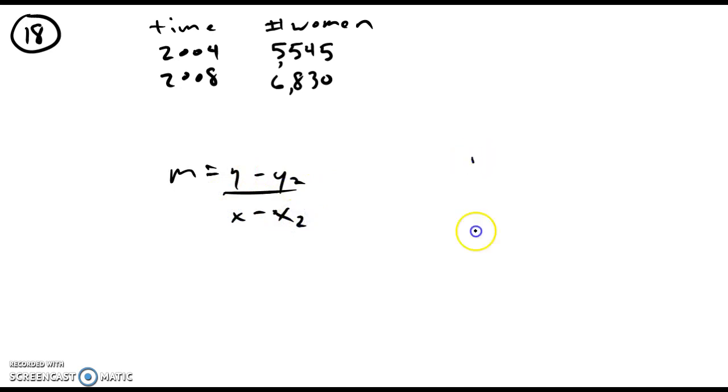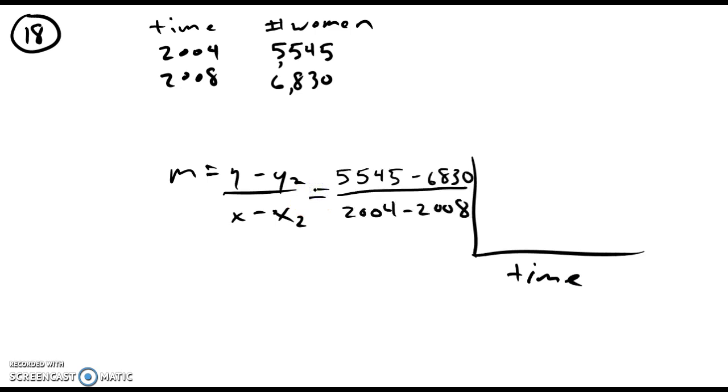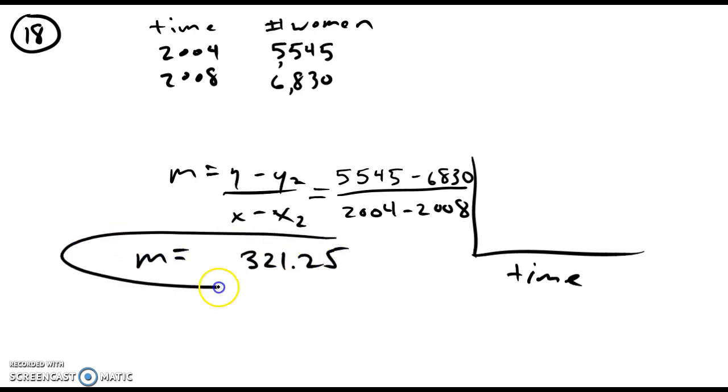Now remember, when we talked about correlation, time is always on your x-axis. So you want the number of women to be your y's. And this is what your setup should look like. And in the end, you should wind up with 321.25 as your solution. And that is your rate of change for number 18.